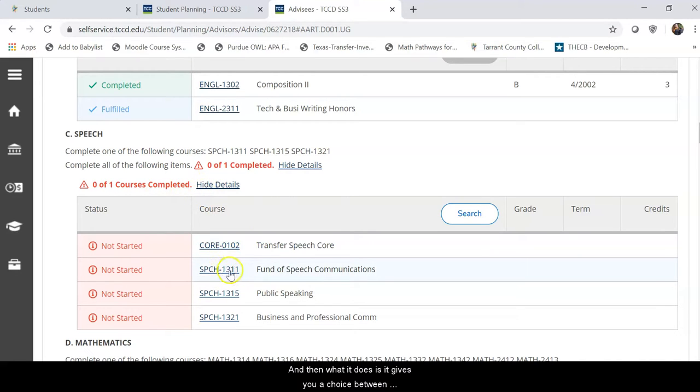And then what it does is it gives you a choice between the different types of speech classes. So it depends on the area university that you're going to if you're transferring, because some of them are very specific about which speech class they want, and other ones will just kind of say, take a speech class. We really don't care which one, just as long as you take a speech, take the one that is interesting to you.